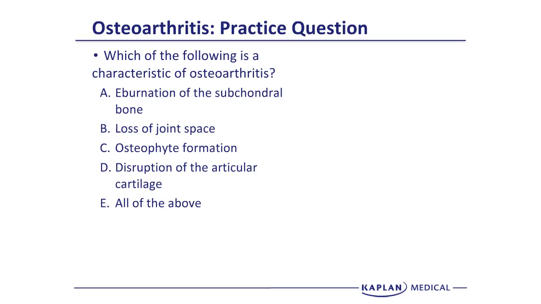Osteophytes are typical of osteoarthritis, and you can see them in the finger and the joints of the finger. You can see it in any joint that is affected with osteoarthritis. And there is disruption of the articular cartilage, like we said before. That is the main problem that exists with osteoarthritis, disruption of the articular cartilage. So in this patient, all of the above is actually correct.